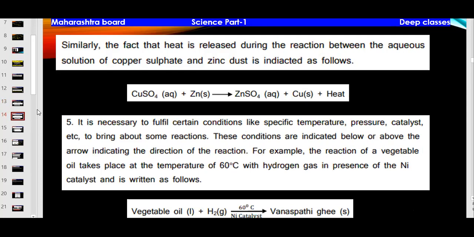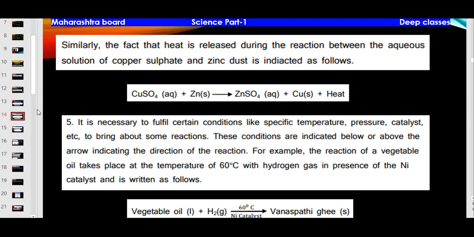Similarly, the fact that heat is released during the reaction between the aqueous solution of copper sulfate and zinc dust is indicated as follows. We can also write the reaction. Suppose while doing this reaction, when you are getting the product, it is also generating some heat. So we can write here plus heat. So it says that in this reaction you get the product zinc sulfate, you get the product copper, and it is also generating some heat while doing the reaction. That's why in the reaction it is written plus heat.